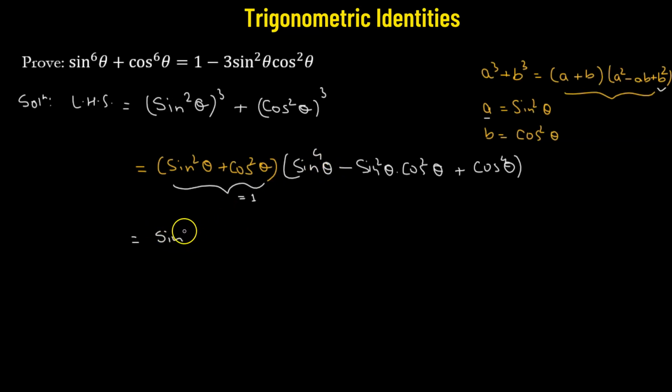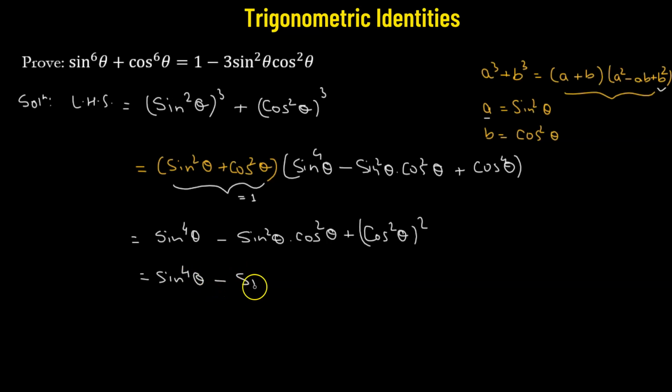So we will have sine 4 theta minus sine squared theta times cosine squared theta plus cosine theta raised to the power of 4. But we can express cosine theta raised to the power of 4 as cosine squared theta whole squared. It means exactly the same thing. This is done so that we can replace, let's write down the first two terms. We have sine theta raised to the power of 4 minus sine squared theta times cosine squared theta.